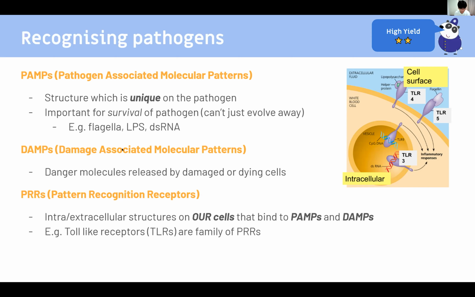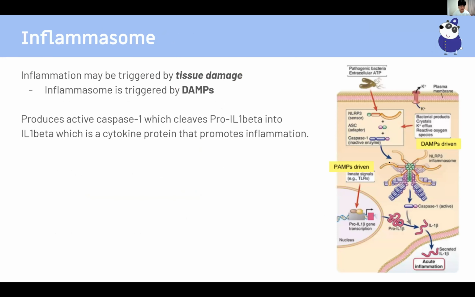And then there's the PRRs, or the pattern recognition receptors. They are basically intra- or extracellular structures on our own body cells that bind to the PAMPs and DAMPs. For example, there's toll-like receptors, which are a family of PRRs. If you look at the image here, it shows a good diagram. Again, you might not understand exactly what all of this means, but it's okay the first time. Later, as you go on, you'll see that this diagram makes more sense.